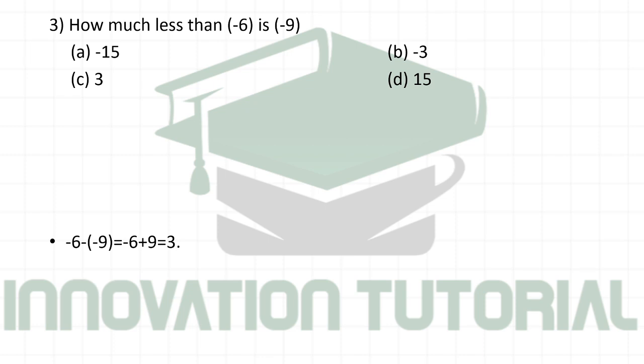So, it is -6 minus -9. Minus multiplied with minus becomes plus. So, it's -6 plus 9, which is equal to 3. See, if we need to find it simply, -6, then -7, -8, -9. We can count it on our fingers only. -7, -8, -9. So it becomes 3. So -9 is 3 less than -6. So C is the correct option.